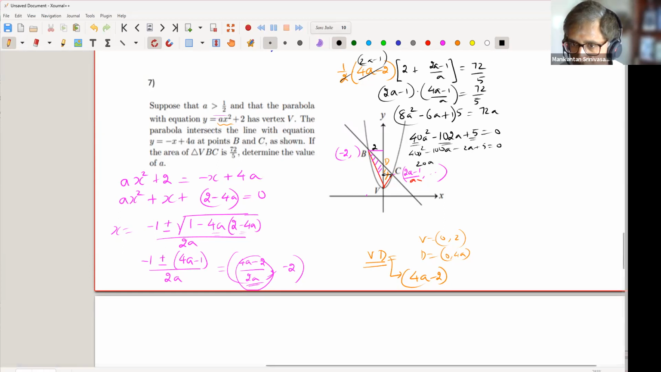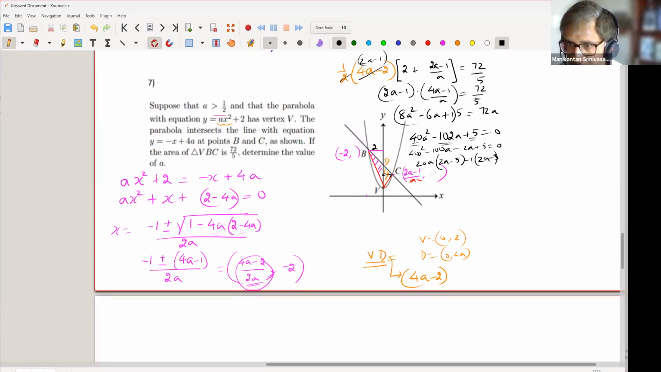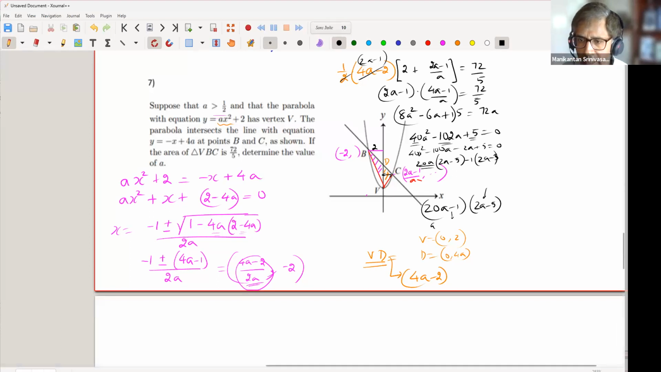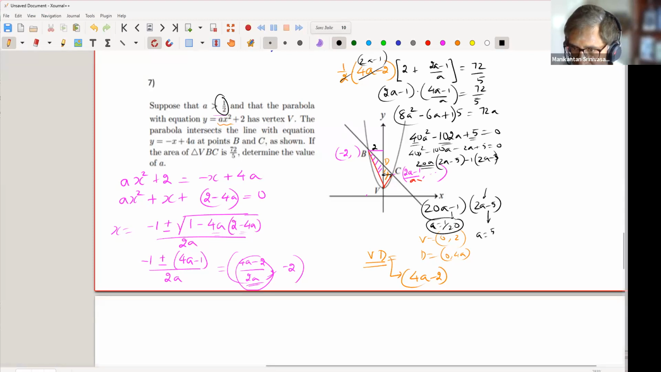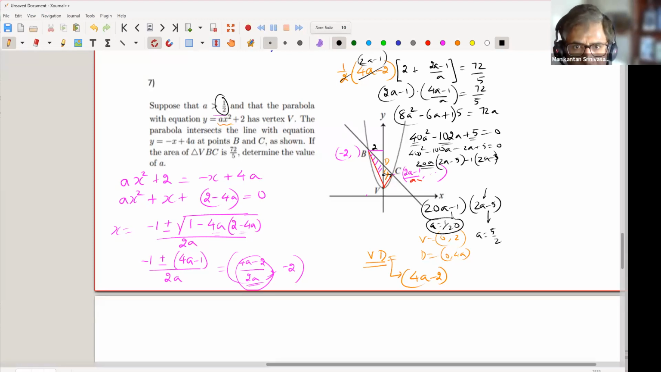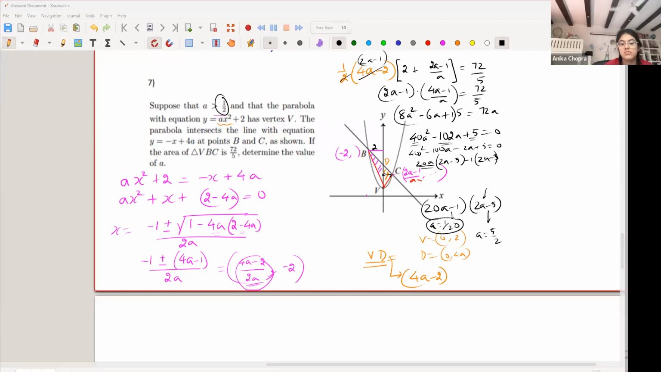So I can take 20a common outside. Sorry for the scribbly, but you guys are following, I'm sure. Minus 1 times 2a minus 5. Right, so which is 20a minus 1 times 2a minus 5, I think. Therefore, 20a minus 1 would give a equal to 1 by 20, but somewhere he says a is bigger than half. Therefore, a has to be the other one. A is equal to 5 by 2. 5 by 2 was the answer, right? Yes. 5 by 2. Yeah, question 7, 5 by 2.